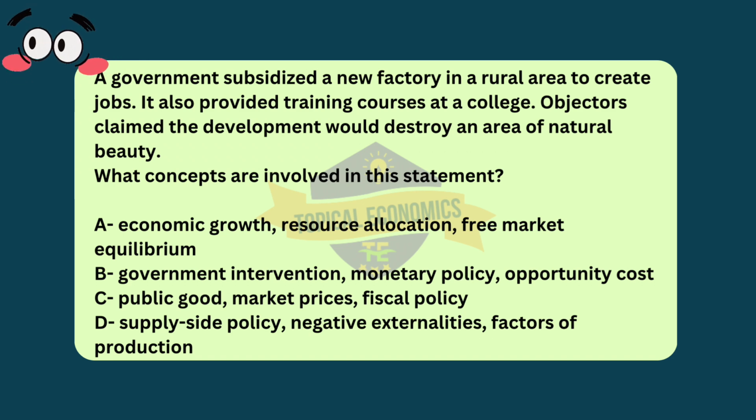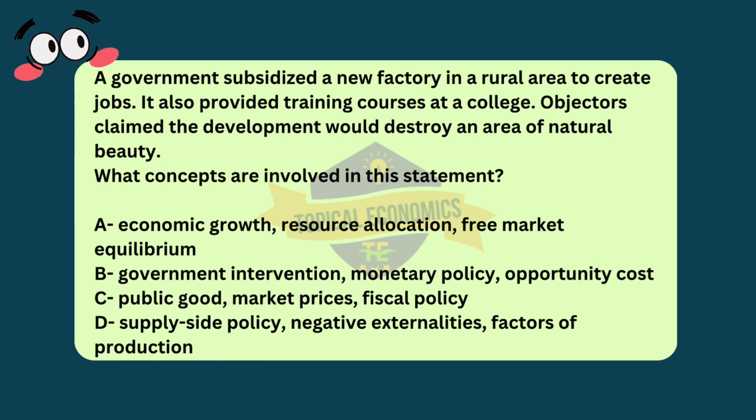Next, negative externalities are costs imposed on third parties that are not reflected in market prices. Supply-side policies often aim to address negative externalities, like pollution or congestion, by improving efficiency, reducing market failures, or incentivizing firms to adopt cleaner or more efficient practices. And factors of production refers to the resources used to produce goods and services, namely land, labor, capital, and entrepreneurship. Supply-side policies aim to make these factors more efficient or productive, which is central to improving the economy's output.